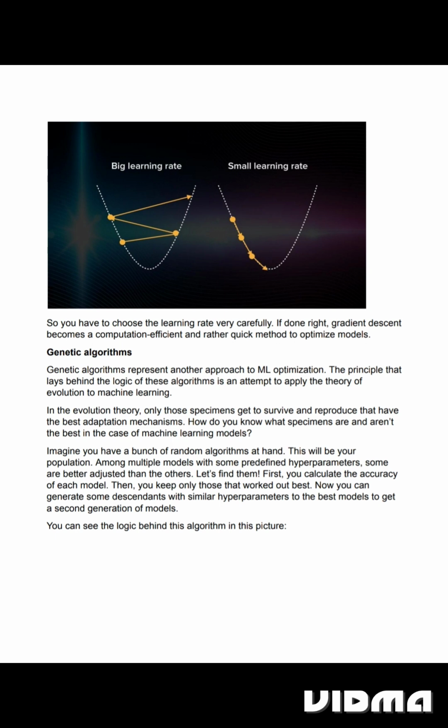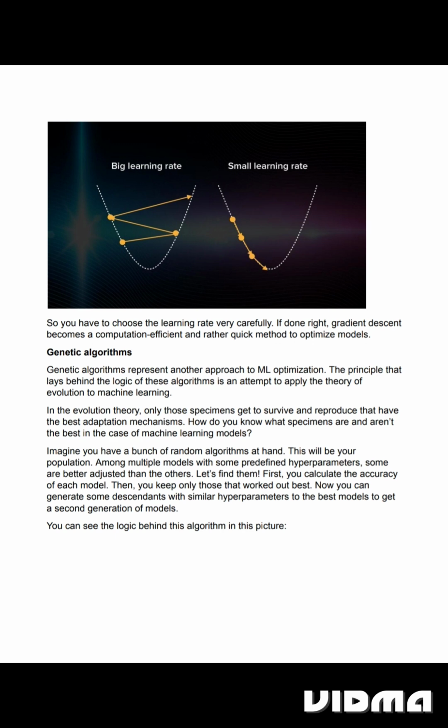Genetic algorithms represent another approach to machine learning optimization. The principle that lays behind the logic of these algorithms is an attempt to apply the theory of evolution to machine learning. In the evolution theory, only those specimens get to survive and reproduce that have the best adaptation mechanisms. How do you know what specimens are and aren't the best in the case of machine learning models?